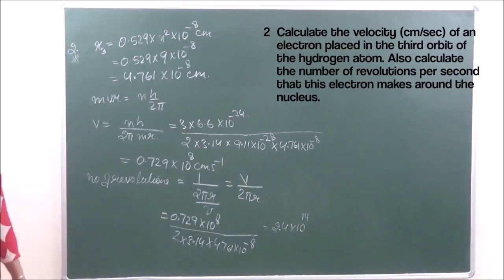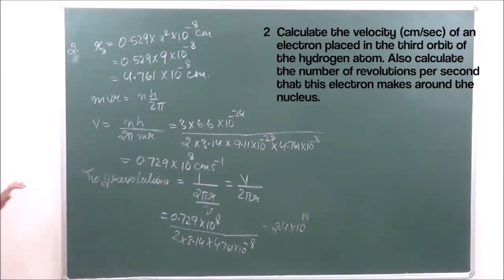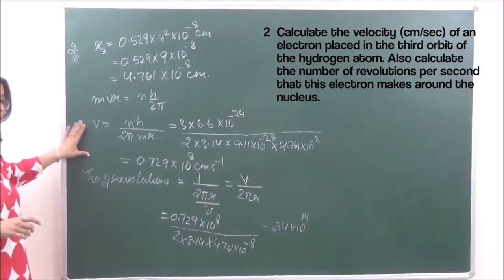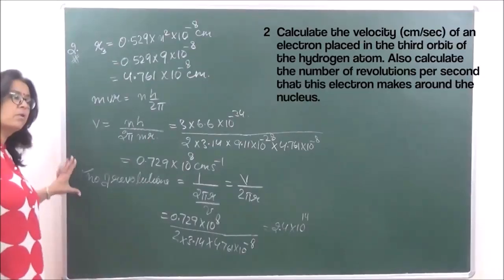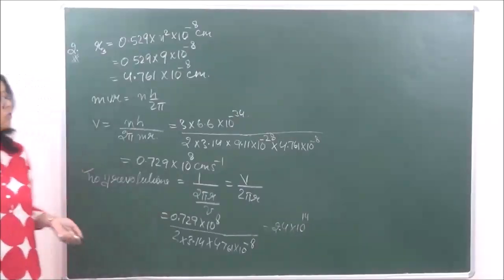Okay? Maybe it won't be so long, but still you've got a new formula over here, which is number of revolutions. So you might get the velocity given to you in the questions, and they ask you to calculate the number of revolutions per second. Clear? Okay, then let's go on to question number 3.